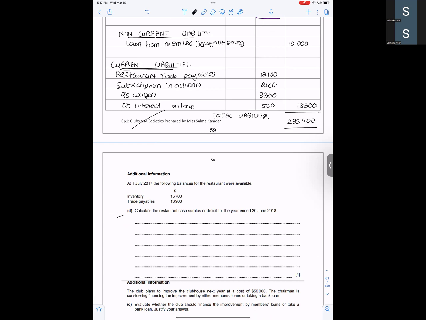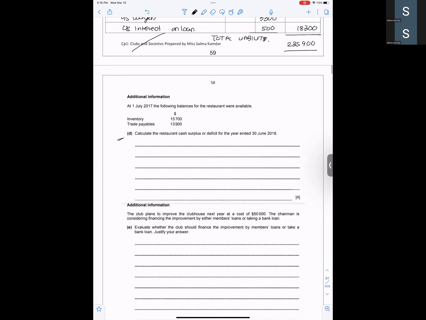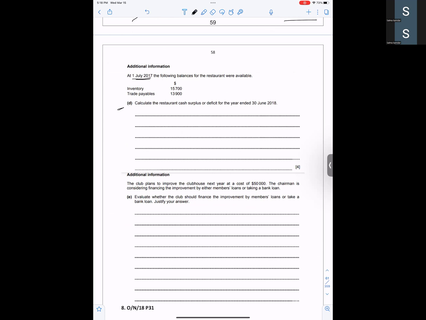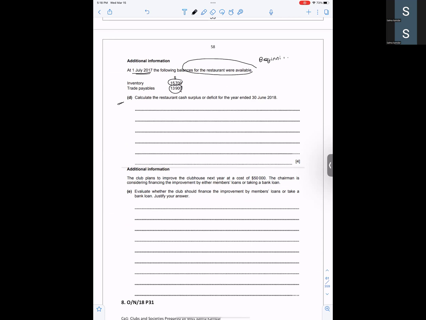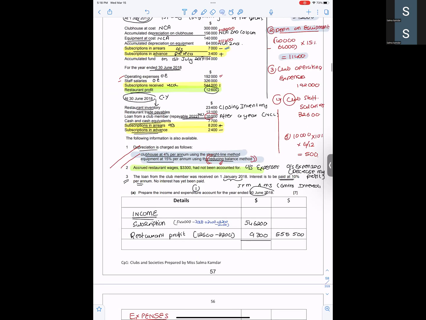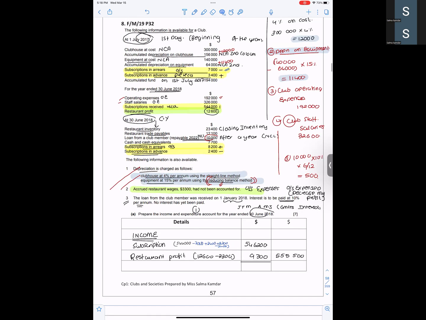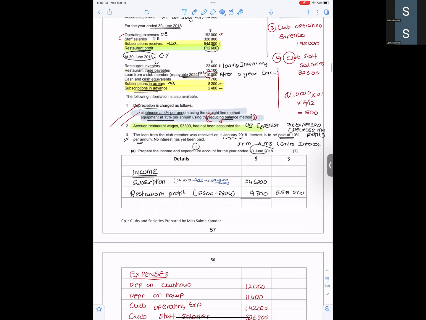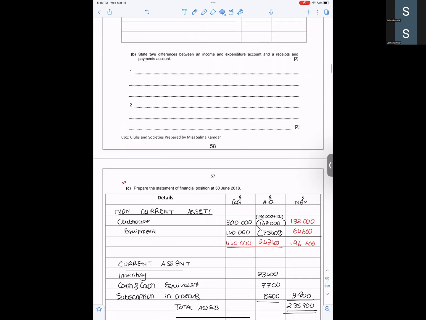What is the D part? On 1st July 2017, you have the following balances available for the restaurant. So that means at the beginning of the year, you have opening inventory and trade payables. They had also given us some information about the restaurant on top, wherein they said on the last date, they have closing inventory and closing trade payables.